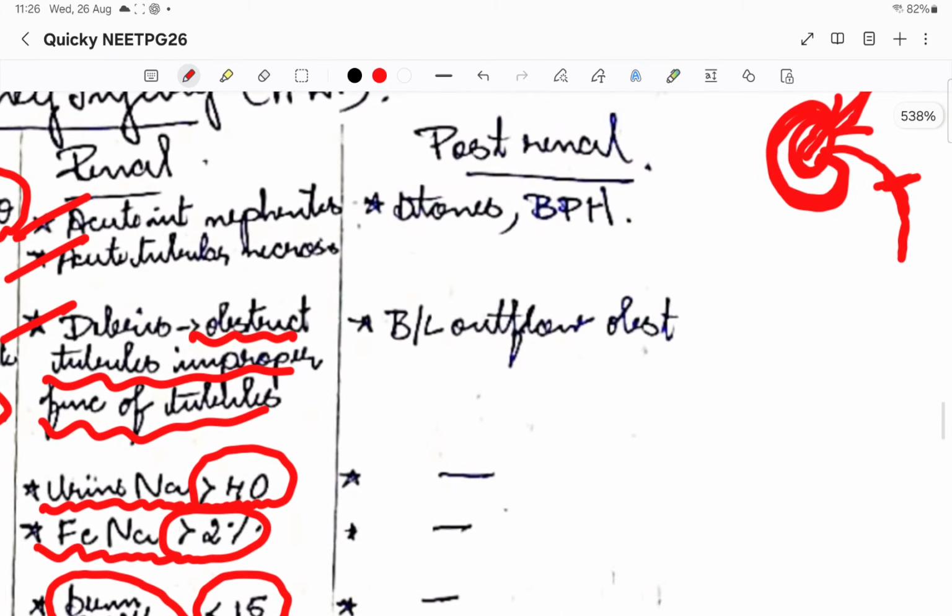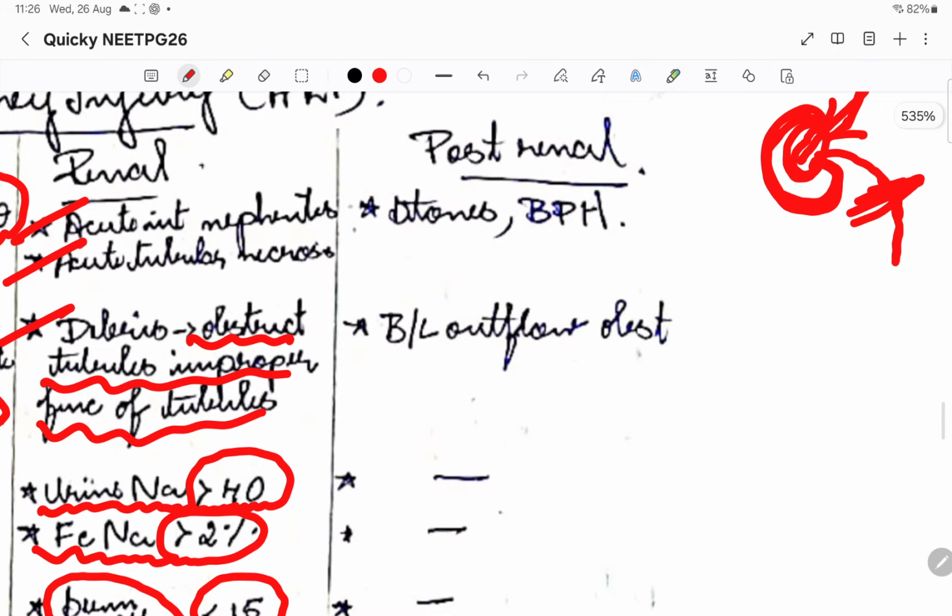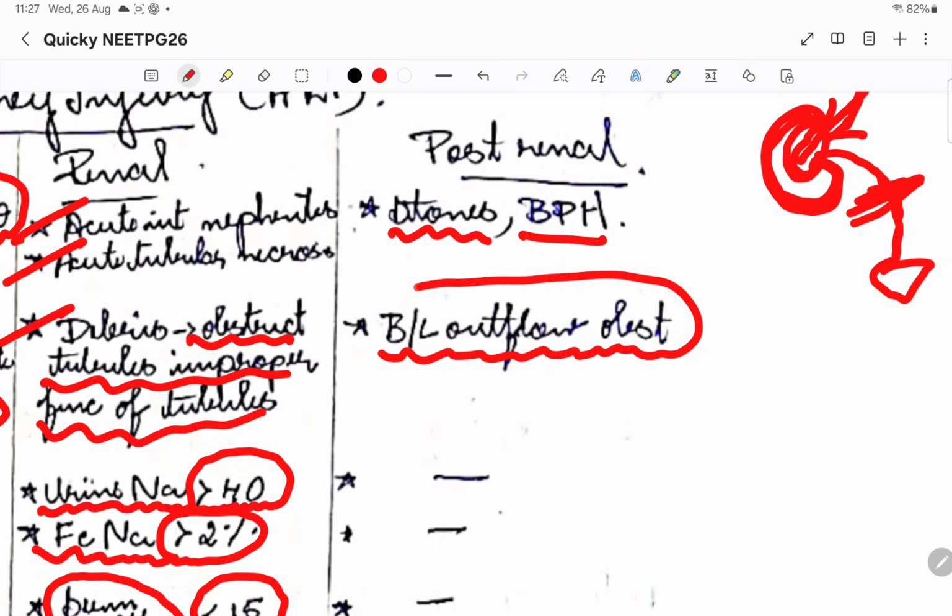Coming to post-renal, I told you, right? There will be some obstruction here post-renally. So that is a stone or somewhere down here. It is going to be BPH, benign prostatic hyperplasia. Okay, so the prostate gland will be hypertrophied. So basically there might be bilateral outflow obstruction because of BPH. Okay.